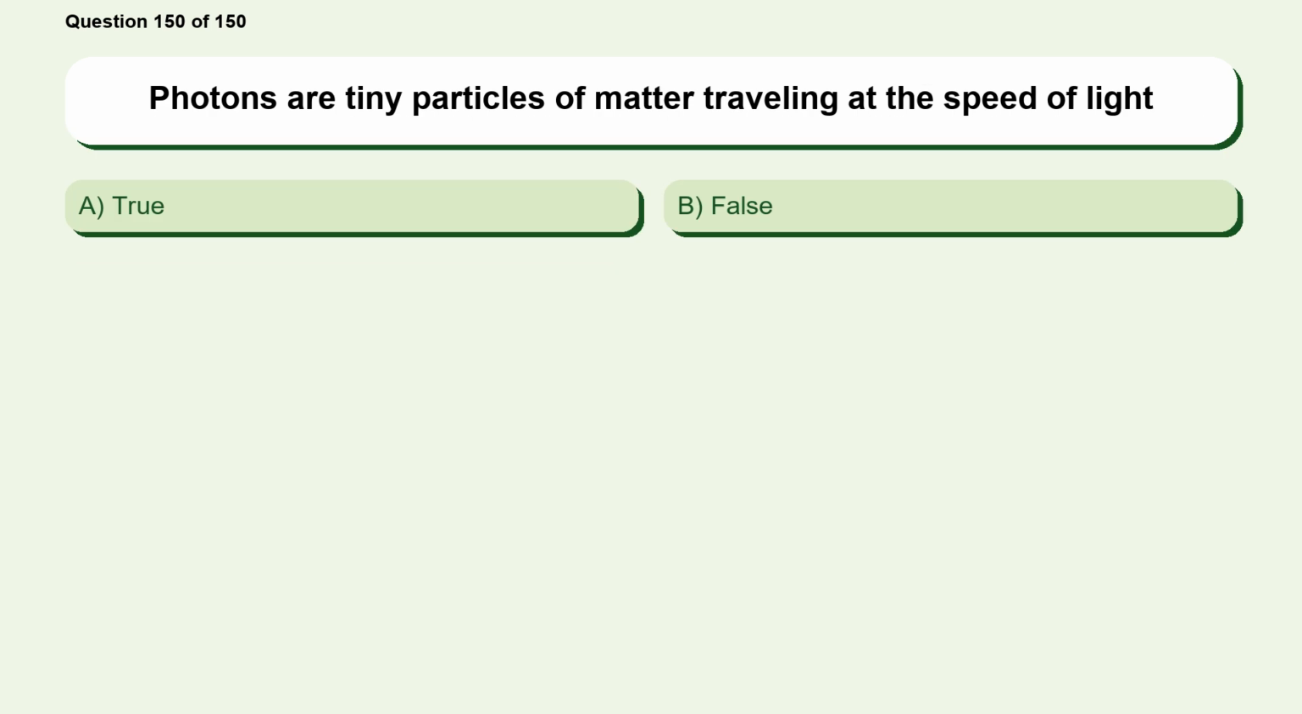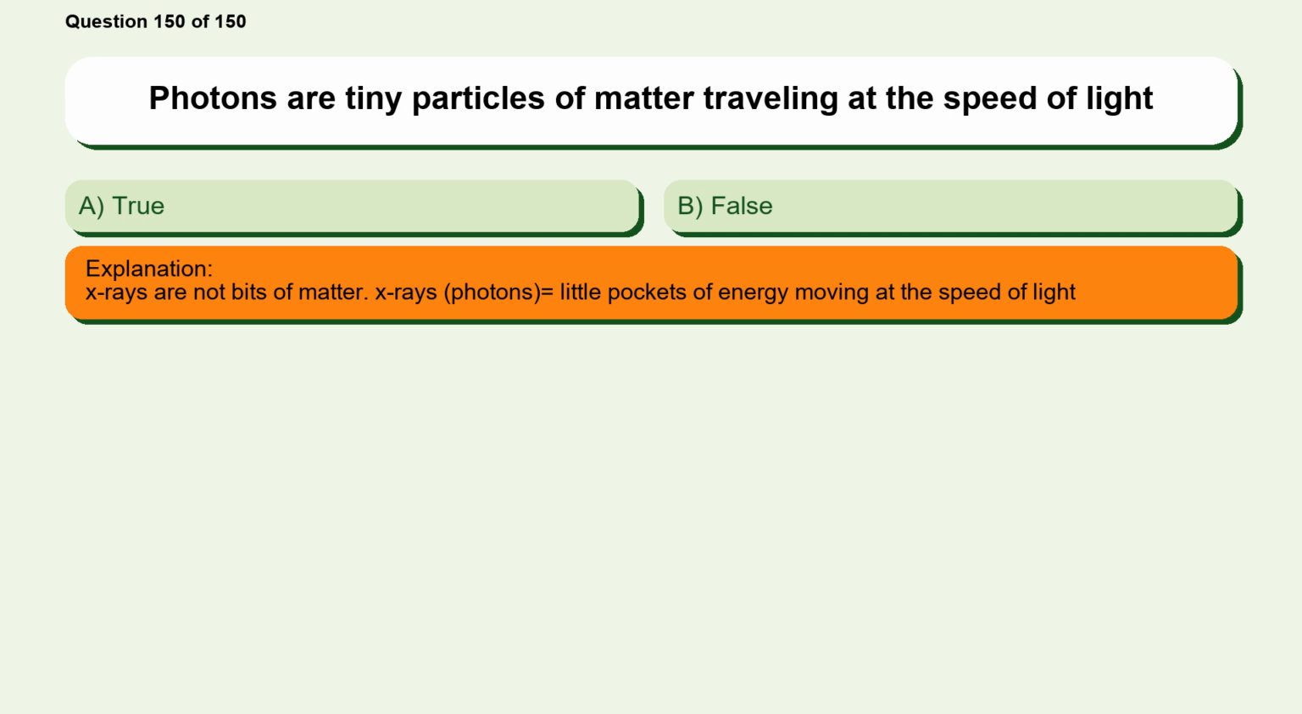Question 150. Photons are tiny particles of matter traveling at the speed of light. Option A, true. Option B, false. The correct answer is option false. X-rays are not bits of matter. X-rays, photons, equal little pockets of energy moving at the speed of light.